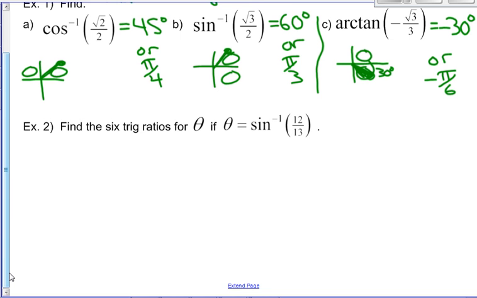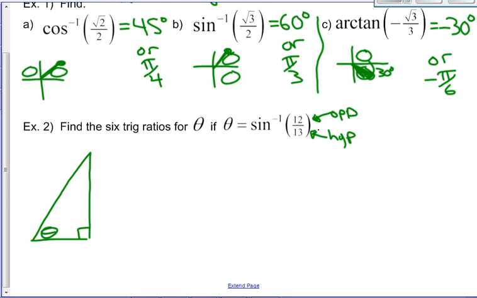We can also take a look at this in the context of some triangles. Here we're told that theta is the inverse sine of 12 over 13. So I'm going to draw that triangle. Here's theta. And we're talking about sine, so this is opposite over hypotenuse. So I'm going to draw it, and I've got 12 for my opposite. I've got 13 for my hypotenuse. Right away, I know that the sine of theta is 12 over 13.